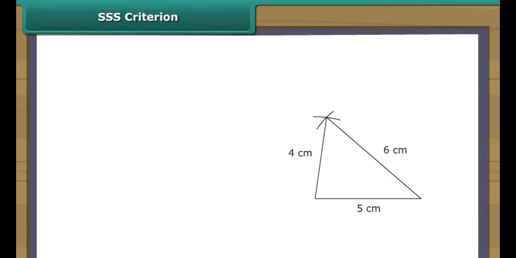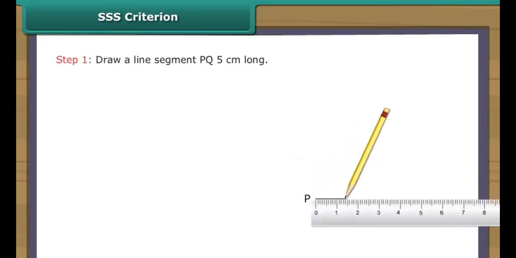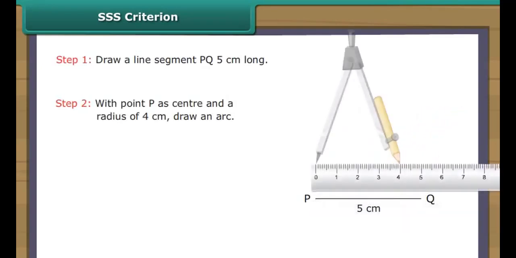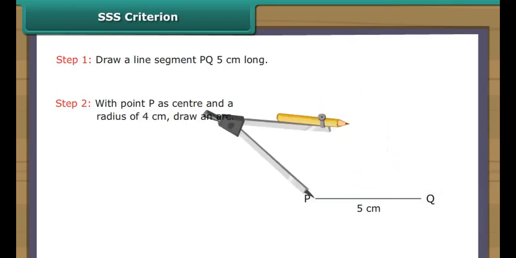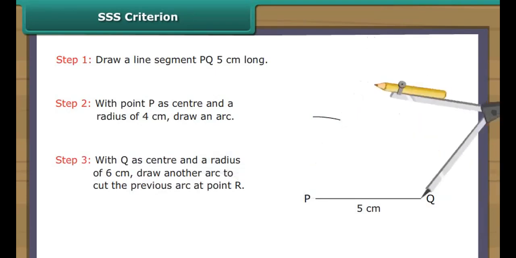SSS criterion. Let us draw a triangle whose three sides measure 4 cm, 5 cm, and 6 cm with the help of a ruler and a compass. Draw a line segment PQ 5 cm long. With point P as center and a radius of 4 cm, draw an arc. With Q as center and a radius of 6 cm, draw another arc to cut the previous arc at point R.